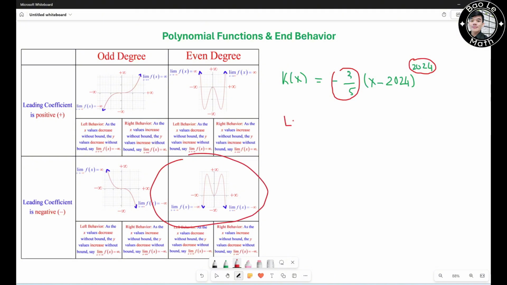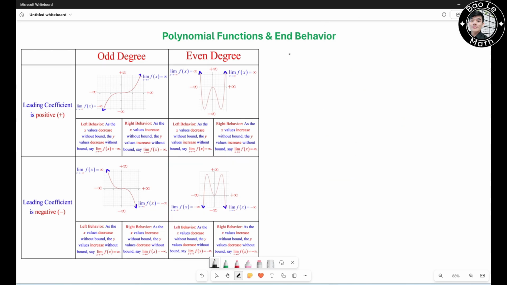So the left behavior, the limit of the function k of s when s approaches negative infinity is negative infinity. The right behavior, the limit of the function k of s when s approaches positive infinity is negative infinity. This one right here and this one right here.